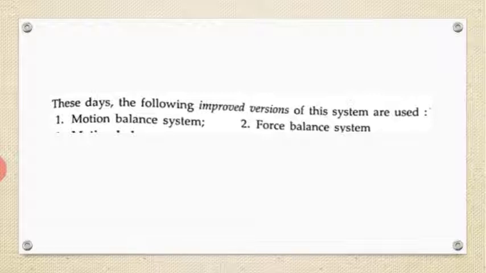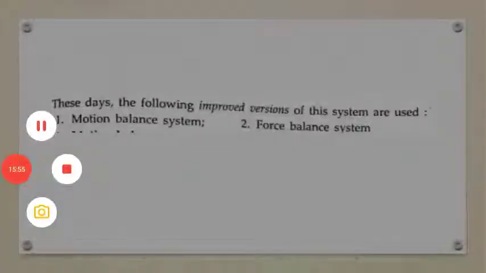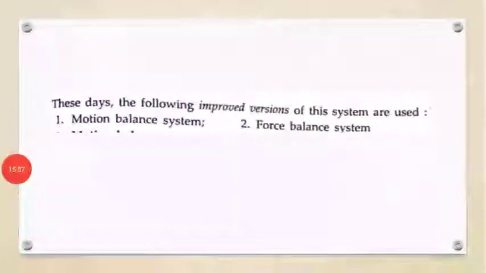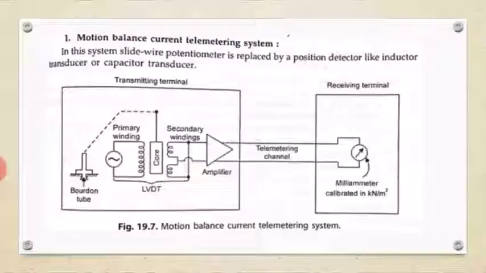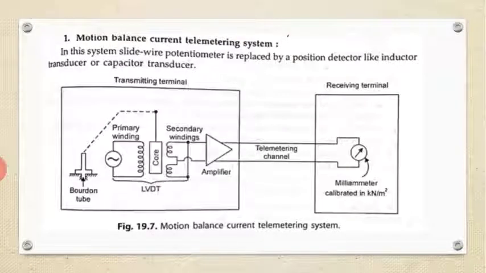Now these days the following improved versions of these systems are used: the motion balance system and the force balance system. Now I am going to discuss the motion balance current telemetry system.